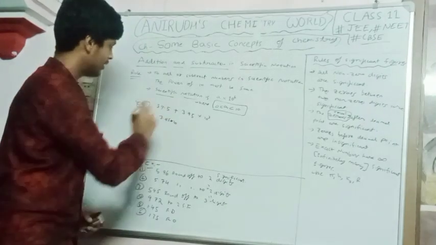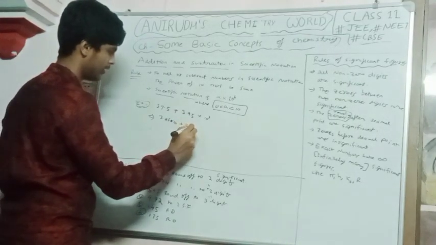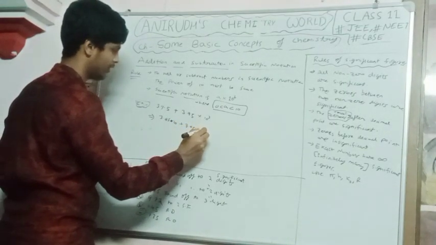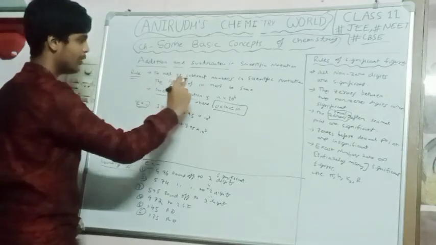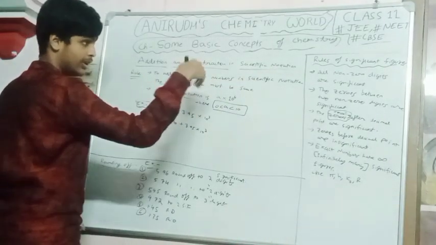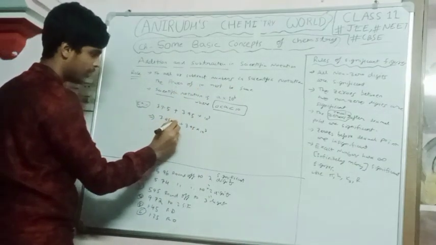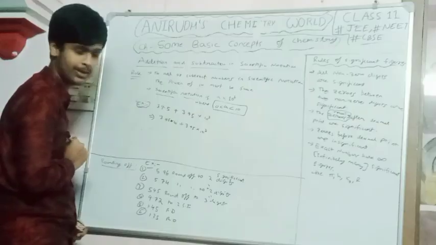3.95 into 10 is 39.5, plus 3.95 into 10 to the power of 3. According to the rule, we need to add or subtract the numbers in scientific notation if and only if the power of 10 is the same, okay? But the power of 10 is different. Here it is 1, here it is 3.